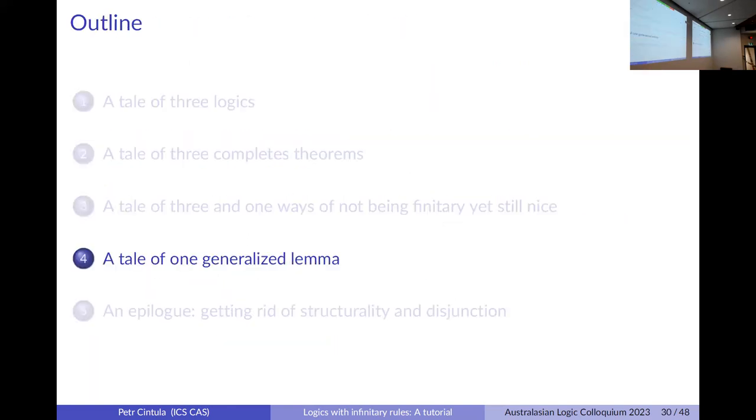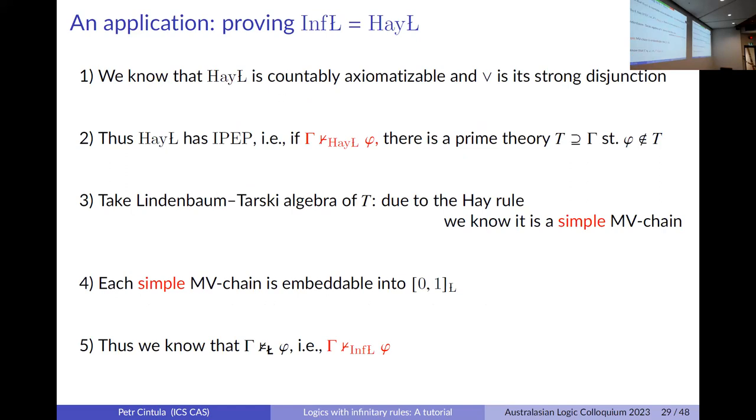Now we can use this to complete the circle and show that infinitary Lukasiewicz logic is actually the same as Hájek-Lukasiewicz logic. I will be using some algebraic knowledge, but we can skip that. So we know that the Hájek-Lukasiewicz logic is countably axiomatizable. It has a strong disjunction. We have proved that. So it has the IPEP. So we can extend everything into a prime theory.